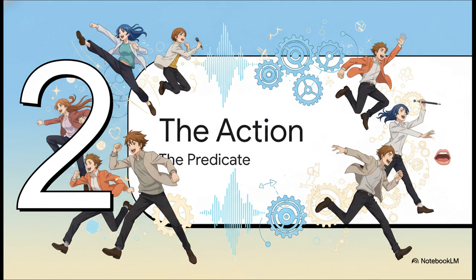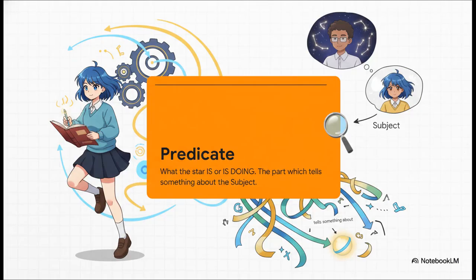Okay, so if the subject is our star, what's that second secret part? Well, every star needs to do something, right? And that is the action. This action part has a name, too. It's called the predicate. The predicate tells us everything the star of our sentence is doing, or even what the star is. It's the whole action part of the story.